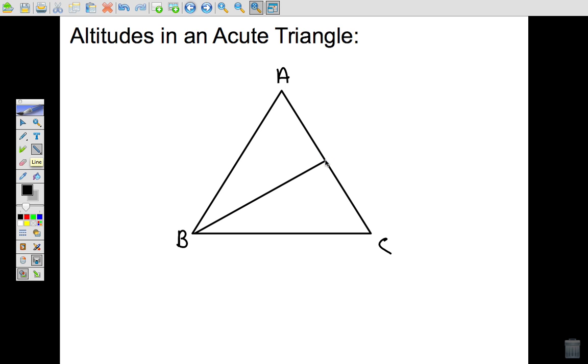So that might be an altitude from vertex B. From vertex C, it might look like this. Just make sure it's perpendicular to the opposite side. And just to emphasize that, I'm going to put my right angle symbols. And then for vertex A, it's going to hit the opposite side such that it forms right angles.